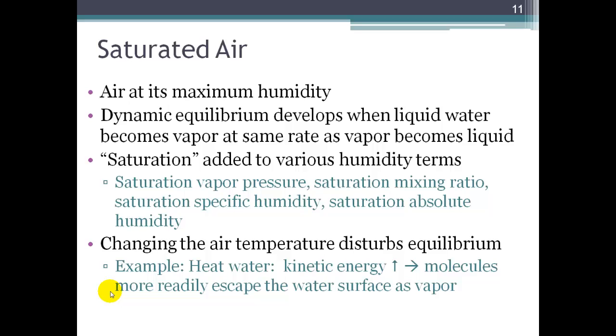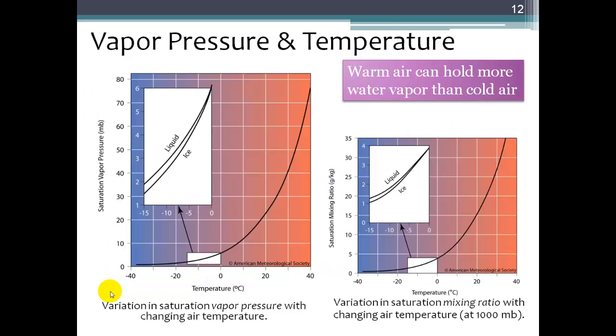Now, it's complicated to talk about saturation and humidity in the atmosphere because there's so many variables that change. For example, if you change the air temperature, it will disturb this equilibrium. It will change the saturation. So for example, if you heat water, it increases the molecular activity and therefore the kinetic energy, and molecules more readily escape the water surface as vapor. So changing air temperature can change saturation.